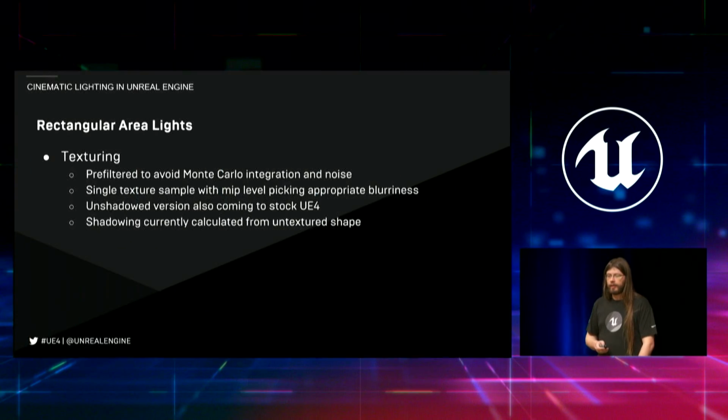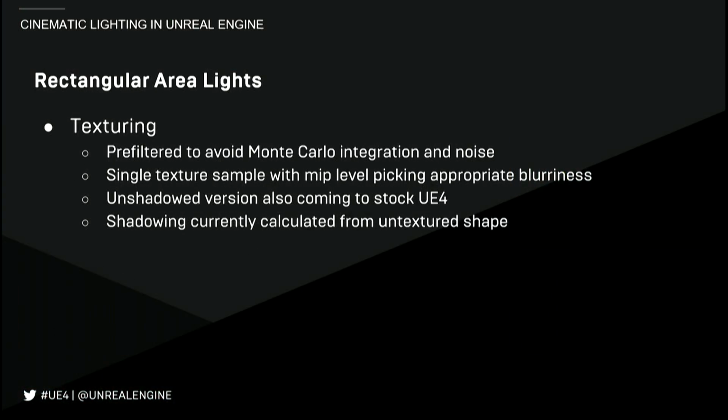And then the final piece of the rectangular area lights is texturing. Your lighter wants to light the scene with not a solid emission intensity across the entire face of the light, so this lets them have some more complex light shapes. This technique is not ray traced. Again, it's a pre-filtered integral to avoid the Monte Carlo integration and noise that you would get. It's also very fast because you can do it with a single texture sample with some MIP level picking based on roughness to get the appropriate blurriness. And this portion as well will be coming to stock UE4 in 4.20 with the full area light package.